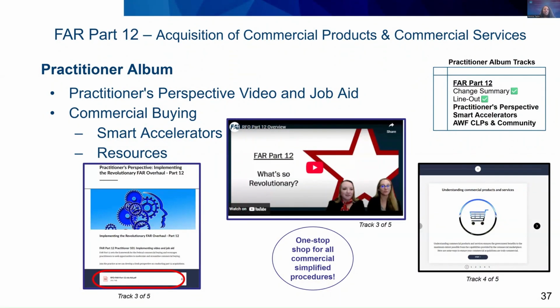Some of the items I've already covered, highlighted by Chris, the video and the job aid provide an overview of the regulatory changes and non-regulatory resources. For example, simplified acquisition, simplified commercial procedures up to $7.5 million, FAR Part 13 moved. And the job aid emphasized this: FAR Part 12 is a one-stop shop for all commercial simplified procedures. There was also that emphasis that FAR Part 15 procedures do not turn a simplified acquisition up to $7.5 million into a FAR Part 15 procurement.